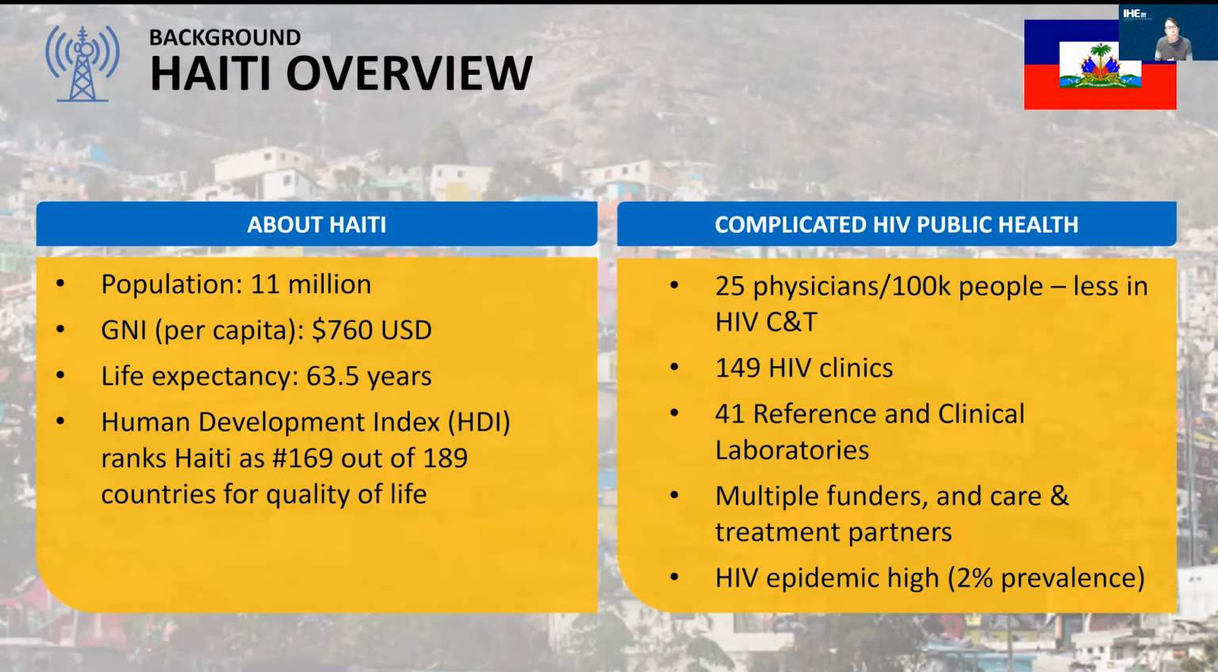And then there's, again, multiple funders and care and treatment partners all trying to kind of achieve their own goals and still try to figure out how to work together, which is really difficult. And then they have a 2% prevalence of HIV in their population, which is fairly high. I think they're ranked number like 10 or 11 in the world for prevalence.